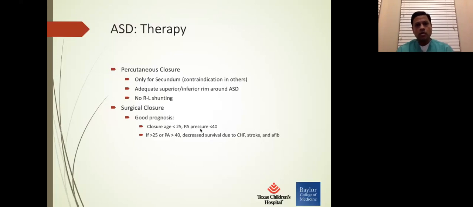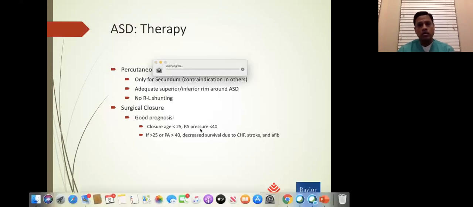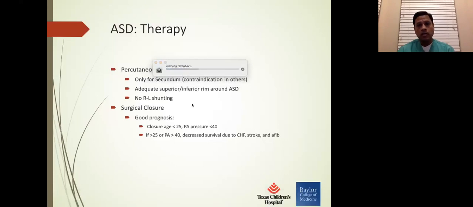The other requirements for percutaneous closure of ASDs would be an adequate superior and inferior rim around the ASD, and there should be no right to left shunting. Right to left shunting would be a relative contraindication for ASD closure, but there are some instances of right to left shunting where we have performed ASD closure to promote right ventricular growth.